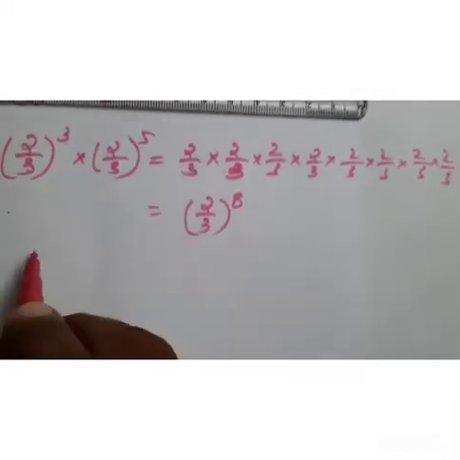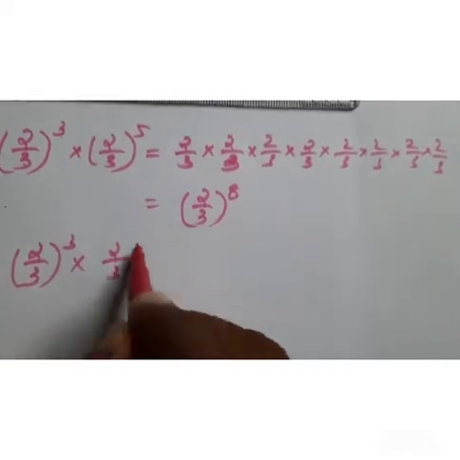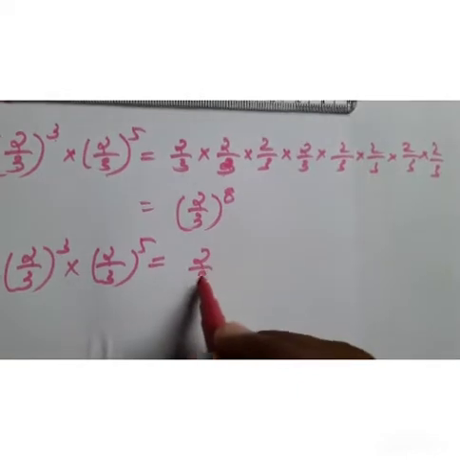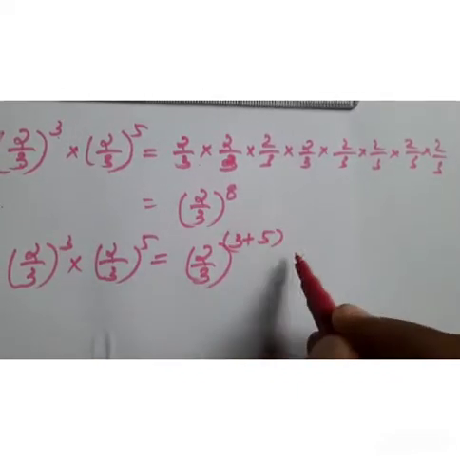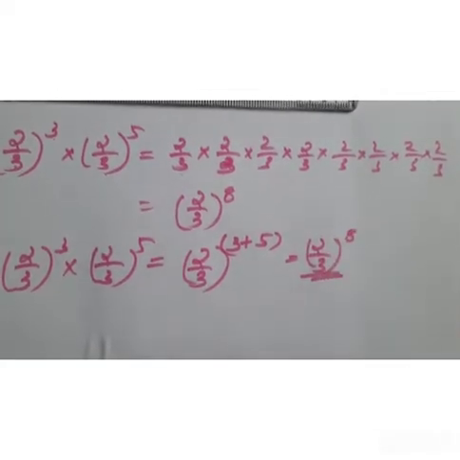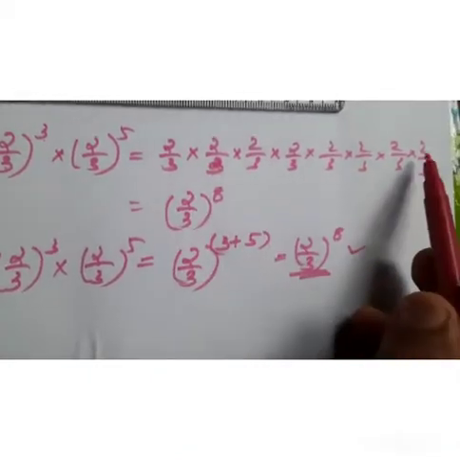So easily how can we write this? 2 by 3 raised to 3 into 2 by 3 raised to 5 is equal to, both are the same base, so the powers are added. So it is 2 by 3 raised to 8. We can easily write it like this instead of multiplying out.